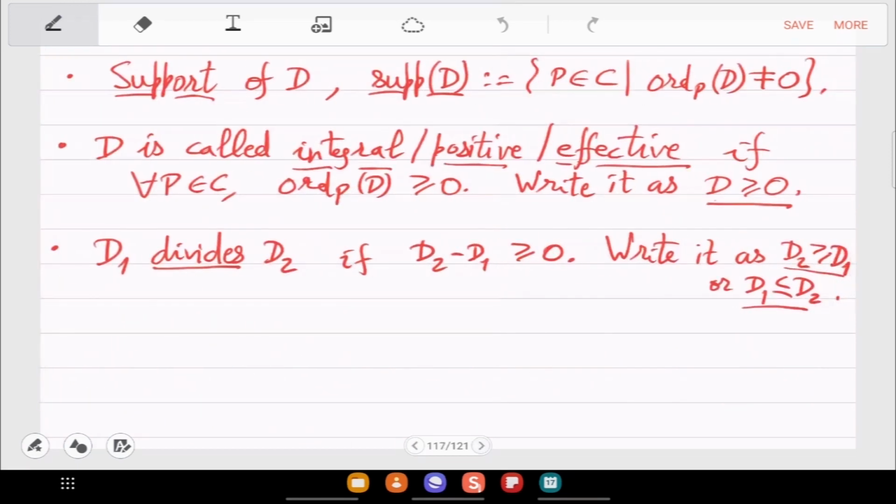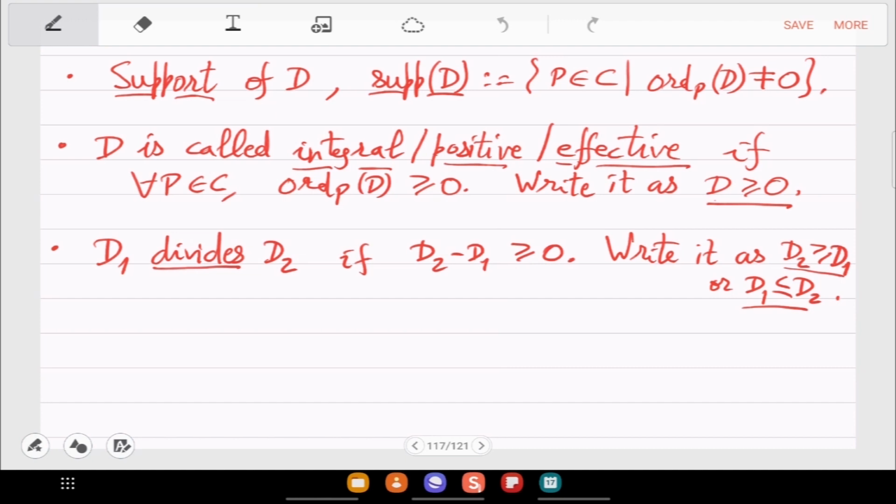Support is the number of points that actually appear. The order can be a positive or negative integer. Then D is called integral or positive or effective if every order is non-negative. Essentially these poles you are avoiding. We say D is greater than or equal to 0, and then we define this notion of division. One divisor D1 divides another divisor D2 if the orders of D2 are at least as big as those in D1.